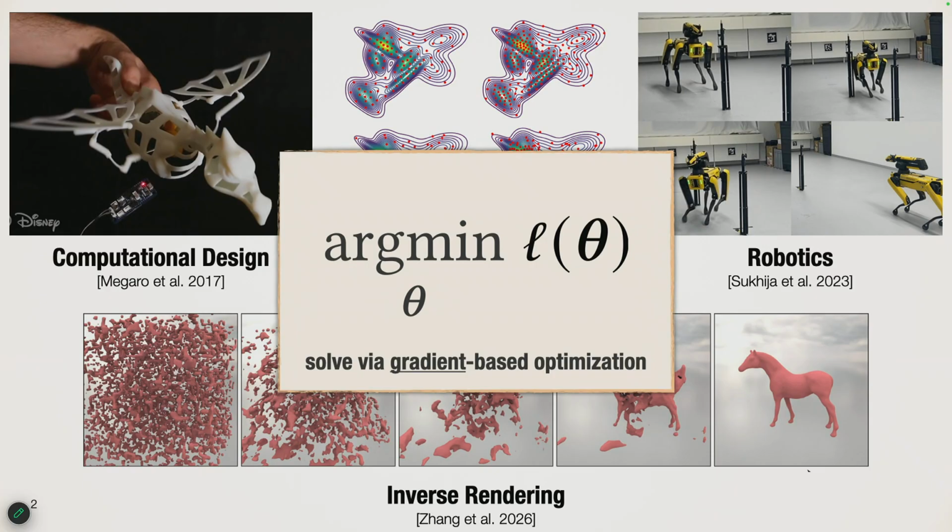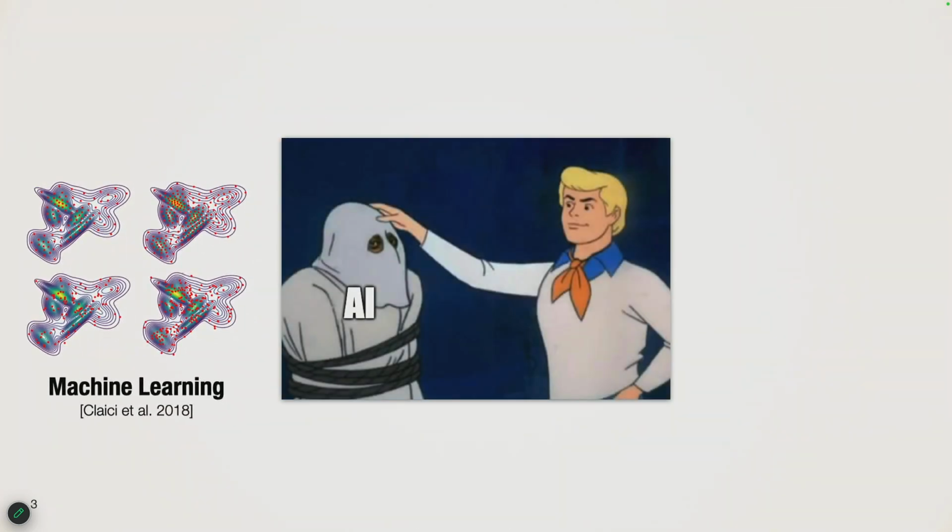Zooming in on one of these domains, machine learning, we see that automatic differentiation has had a specifically large impact on this field. And it's really been automatic differentiation in combination with graphics processing units that has allowed for this really rapid pace of innovation in this domain.